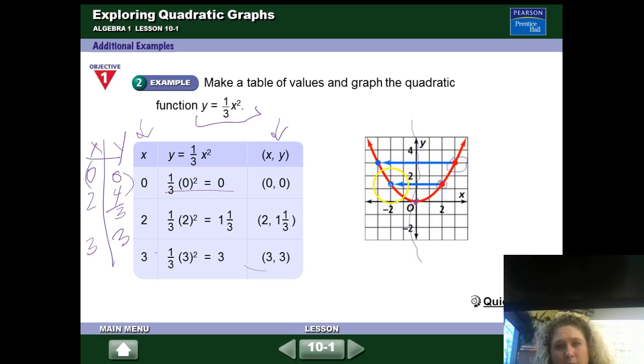Then once you have these 5 points, you can connect them and make sure that we don't come to a point here. That would be considered an absolute value graph, V-shaped, and we want a U-shaped curve through here.